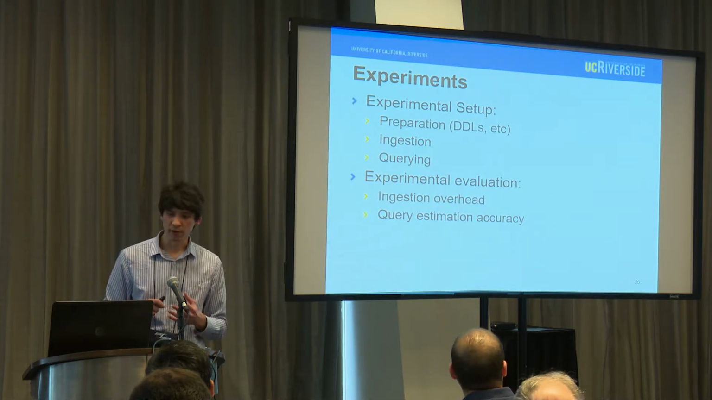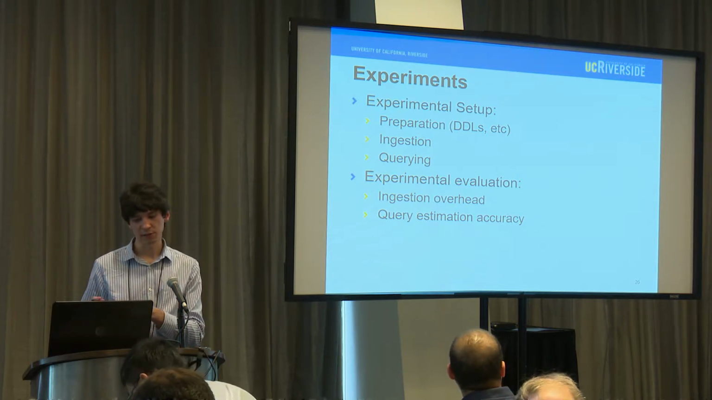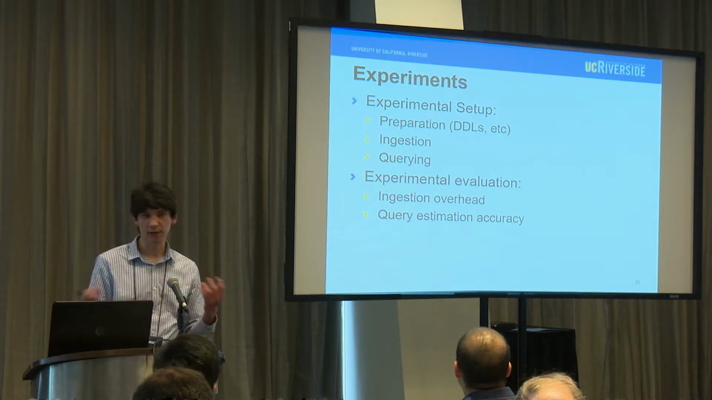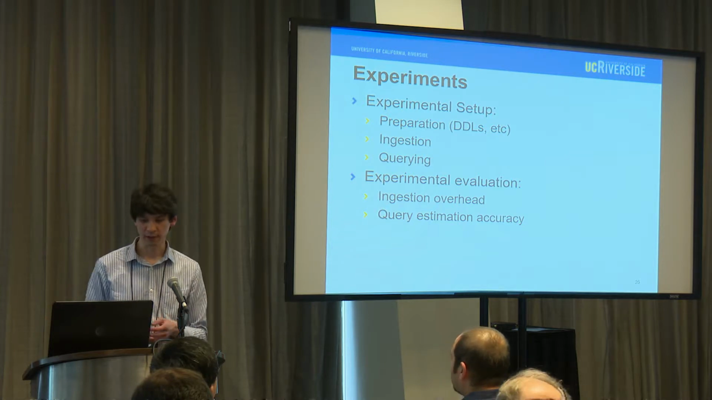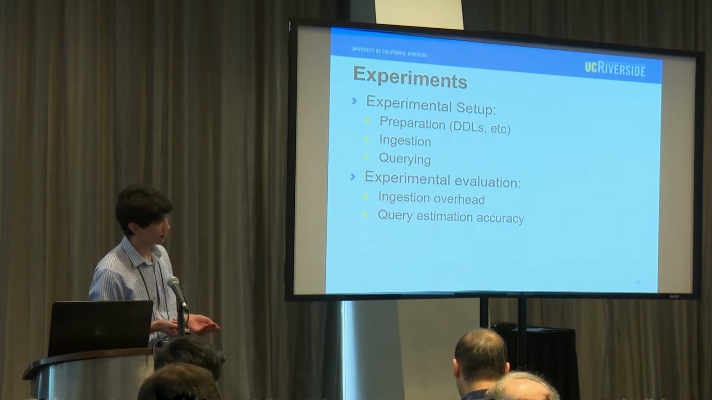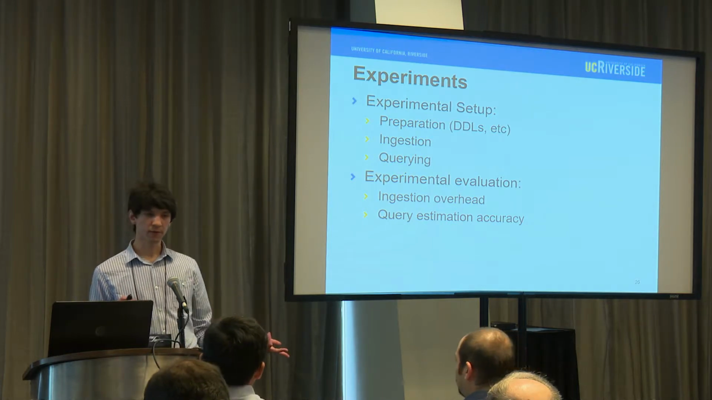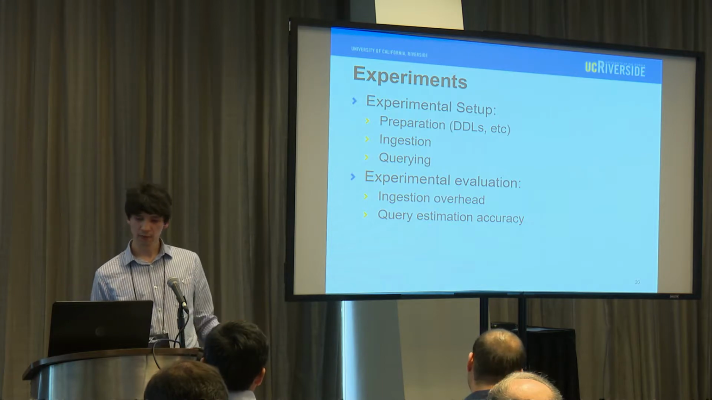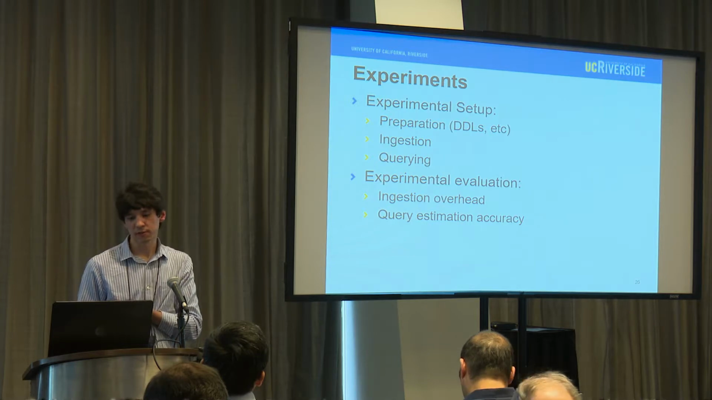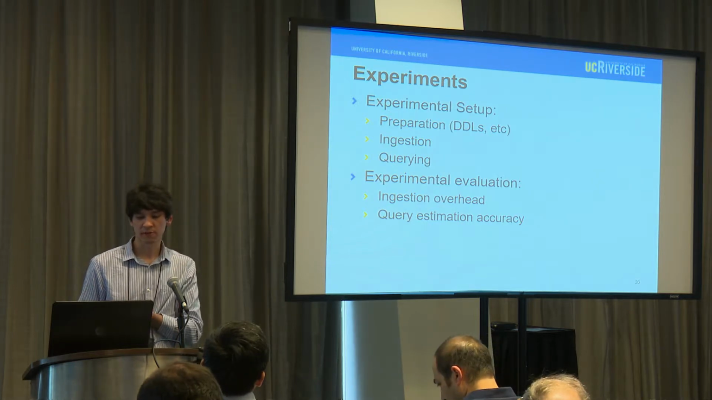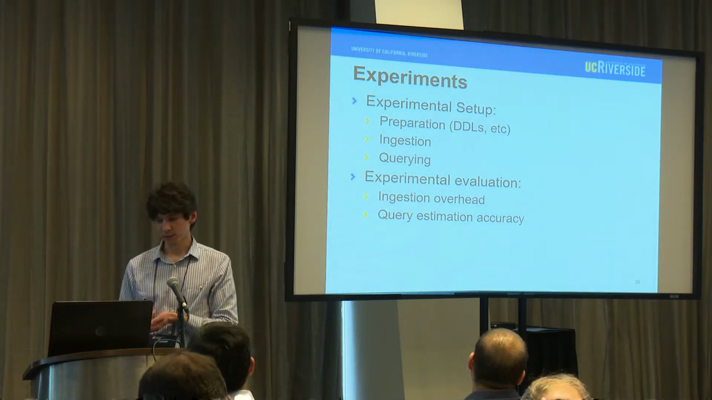During our experiments, we basically had three main stages. First, prepare some DDLs and create those indexes which help to collect our stats. Then we ingest the data, then query it and see what the accuracy is. Thus, there are two main experiments that we do. First, how the statistics collection influences ingestion: is there any overhead on that? And second, what's the accuracy of the estimation?